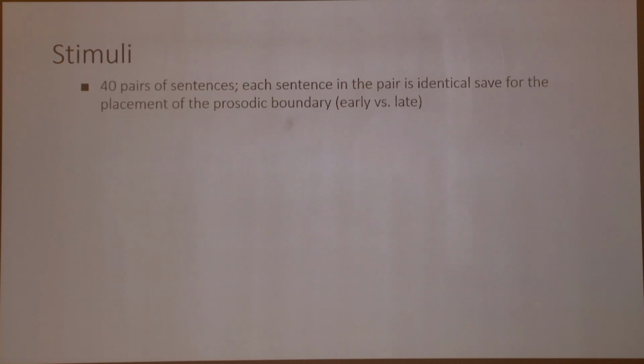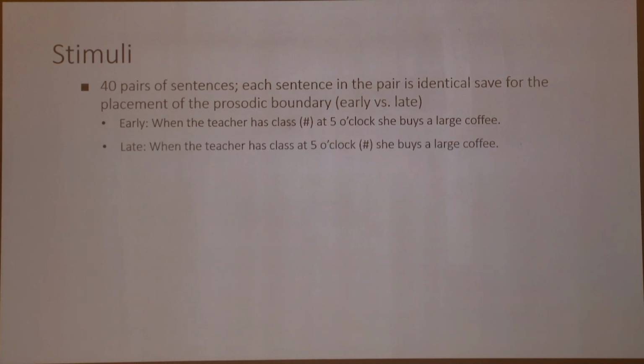Our stimuli were recordings of globally ambiguous sentences, which are commonly disambiguated through the placement of a prosodic phrase boundary. Our critical stimuli were 40 pairs of sentences that were identical save for the placement of a prosodic phrase boundary, which we most strongly signaled with a pause. One of the sentences in the pair had a relatively early boundary, and the other had a relatively late boundary. And so now I'll play an example of these sentences for you.